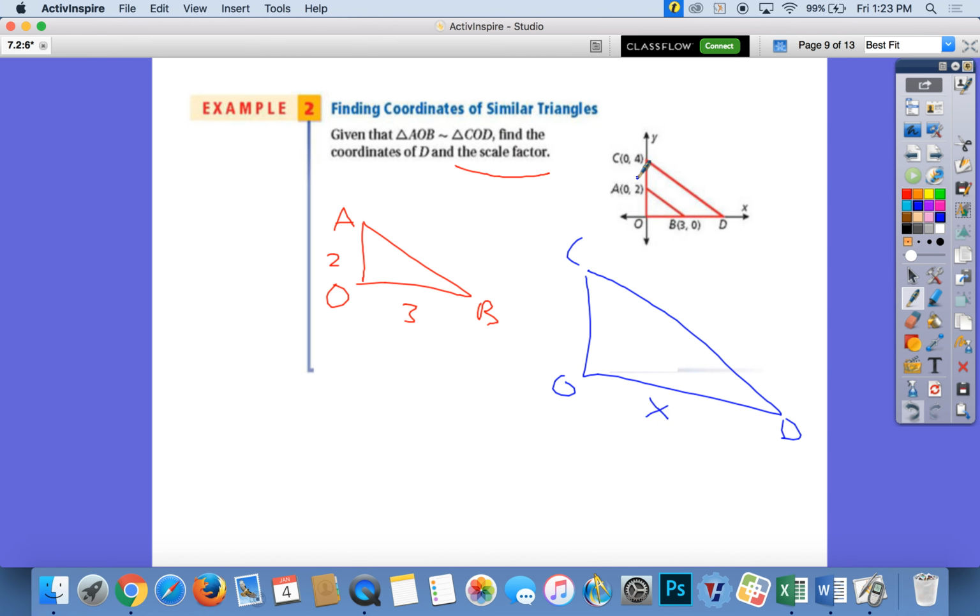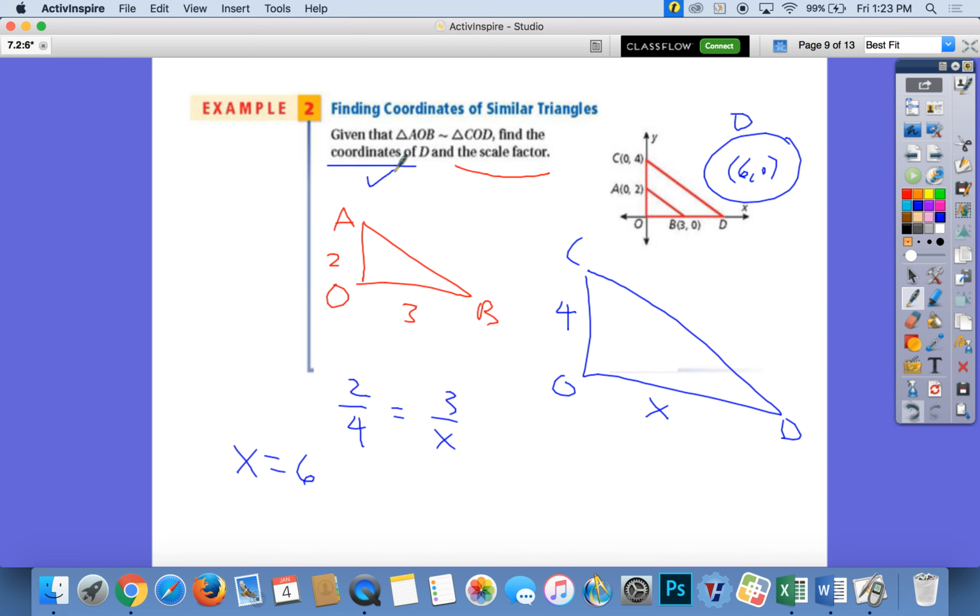We know that C is going to be 4 based on our coordinate plane, but I want to find X. So you're just going to set up a simple proportion. I know that 2 coincides with 4, and I know that 3 coincides with X. Cross multiplying, you get X equals 6, which means that this ordered pair right here is going to be 6, 0. So the coordinates of D are 6, 0.